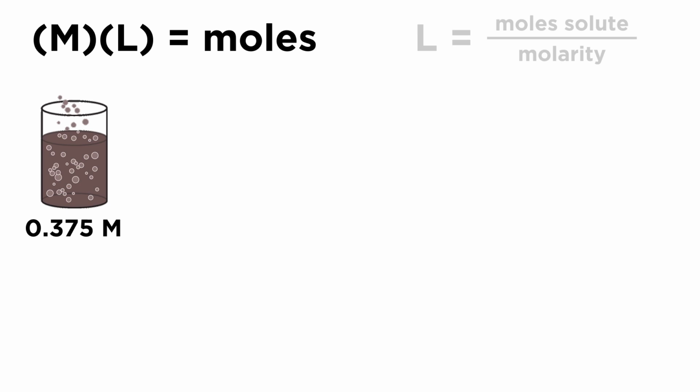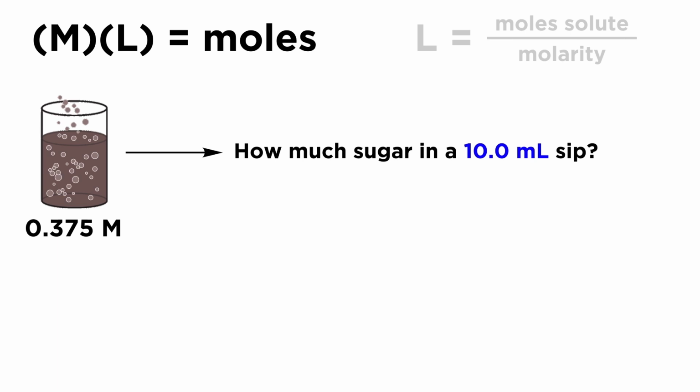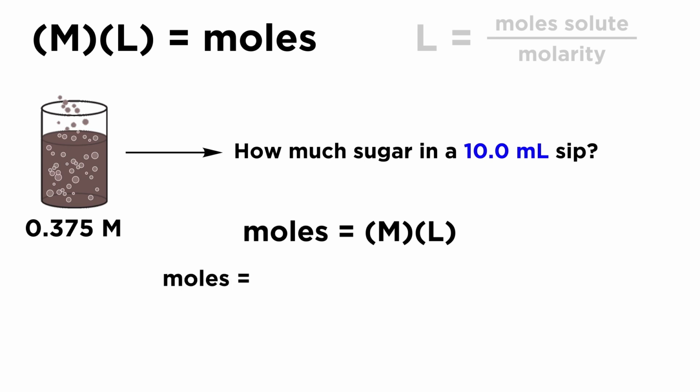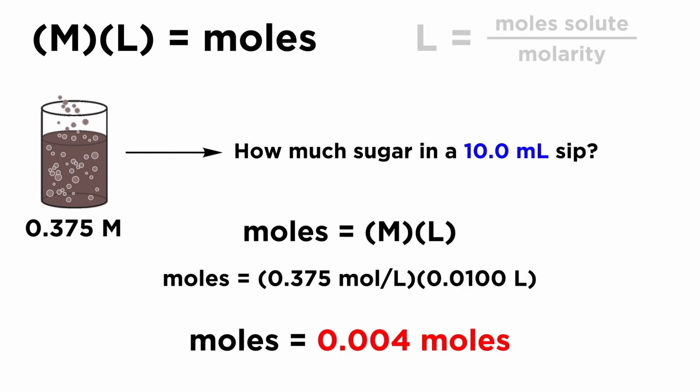Let's revisit our favorite soft drink that was 0.375 molar in sugar concentration. What if we wanted to know how much sugar there was in a standard sip, which is about 10 milliliters? Well, let's use this modified version of the equation. The moles of sugar will be equal to the concentration, 0.375 moles per liter, times the volume, which when converted into liters will be 0.01 liters. That will give us approximately 0.004 moles of sugar for every sip, which we could then convert into mass or even number of molecules if we wanted to.